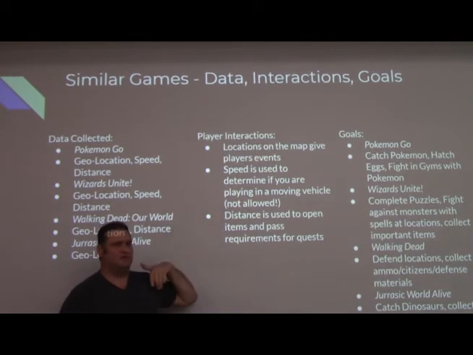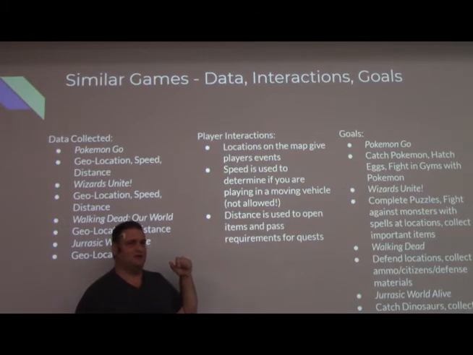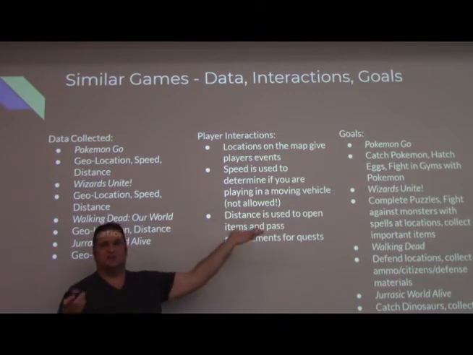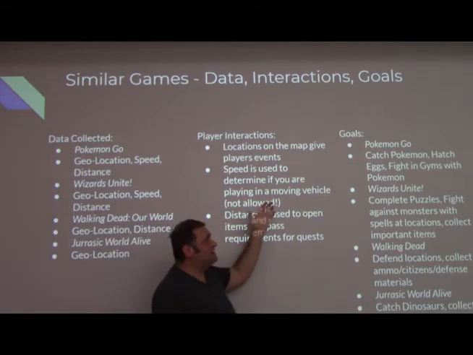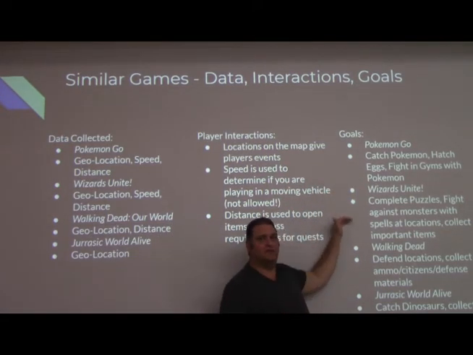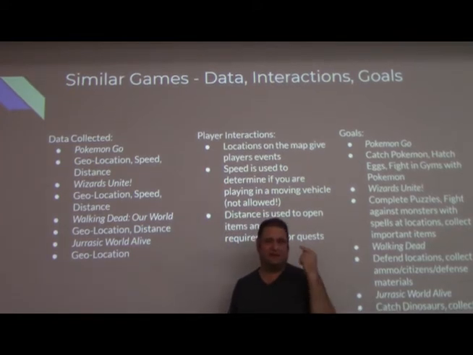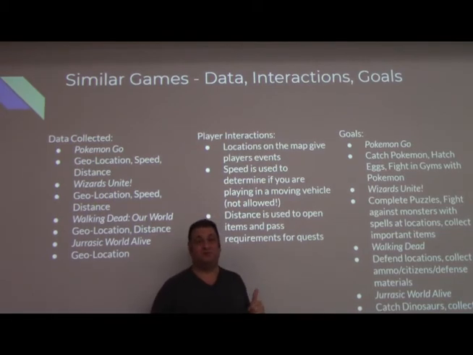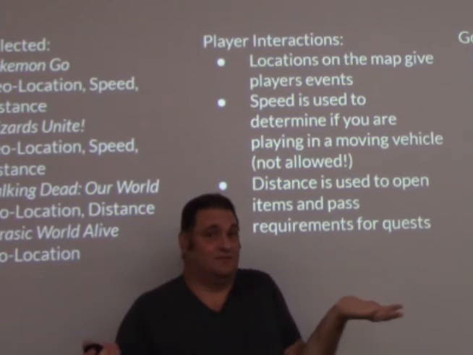Speed is used to determine if you're in a vehicle, so they won't work in case you're driving around doing it. But locations on the map give people things to do. Distances are used to open items or achieve quest goals. And finally, there are goals for the game itself, actual goals for the game. But that's not necessarily the overall goal. The overall goal is probably to make money. I mean, they're games, they do it not for free.